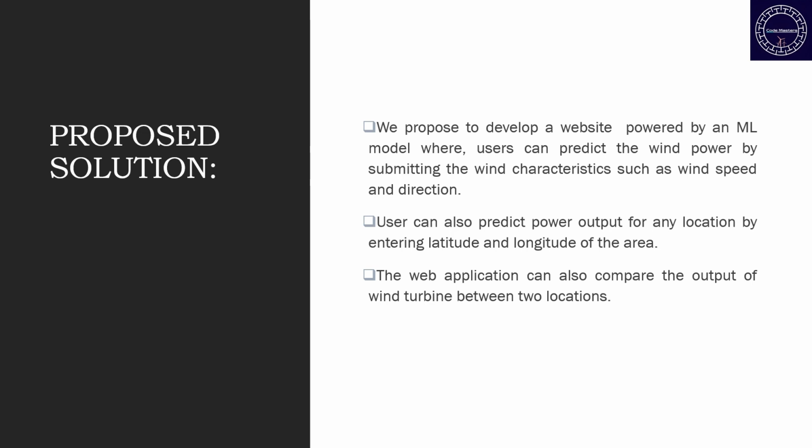For this, we have proposed different solutions, and we are here to propose a solution in which we have a website developed, powered by an ML model, where users can predict the power by submitting the wind characteristics such as wind speed and direction. This is one way of predicting. Another way that we offer the user is to predict power output for any location by entering the latitude and longitude of the area. And in another way, the web application can also compare the output of wind turbines between two locations.